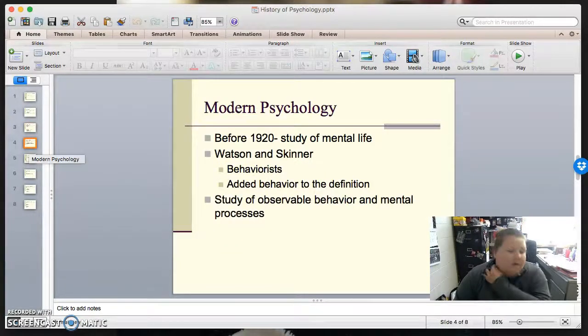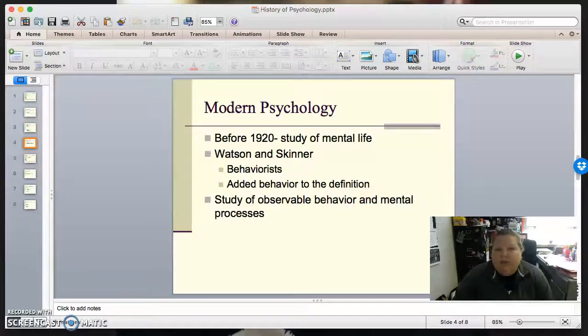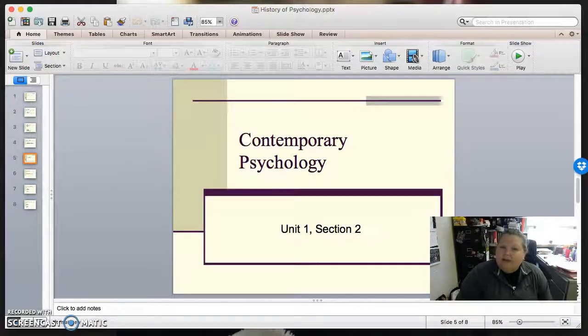We also then have, from 1920 on, behaviorism join the stage. People such as John B. Watson and B.F. Skinner join the picture and add behaviorism into the study of psychology. Watson is associated with classical conditioning, and Skinner is associated with operant conditioning, and we'll get to that later on in the semester. They were responsible for adding behavior to the definition, so now we really have the definition: psychology is the study of observable behavior and mental processes. So that's the roots of psychology.